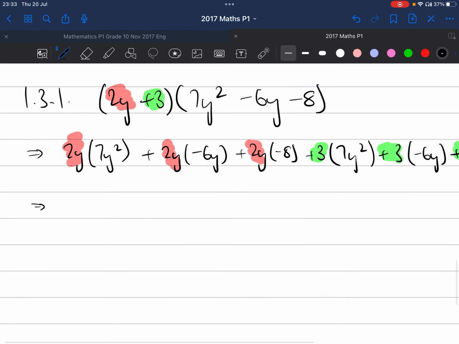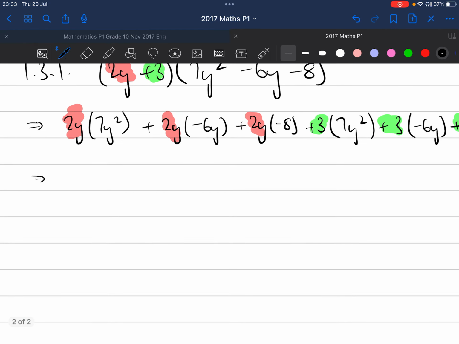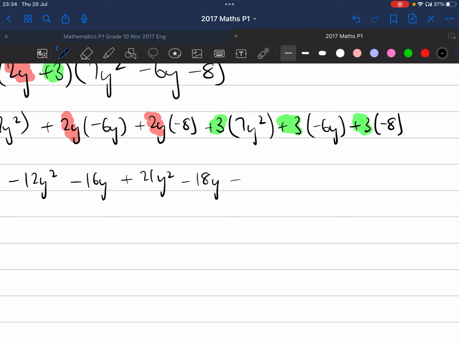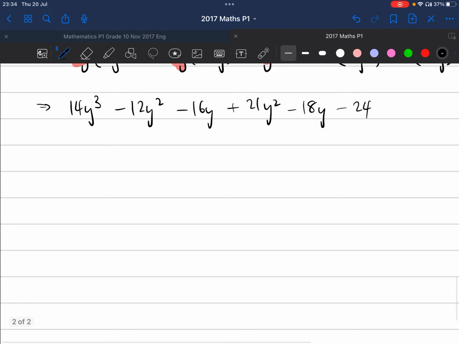So now we'll just simplify that. 2y times 7y squared is of course 14y cubed, minus 12y squared, minus 16y, plus 21y squared. I'm just multiplying all of these together. Then minus 18y and minus 24. And then now we just group like terms and add or subtract.